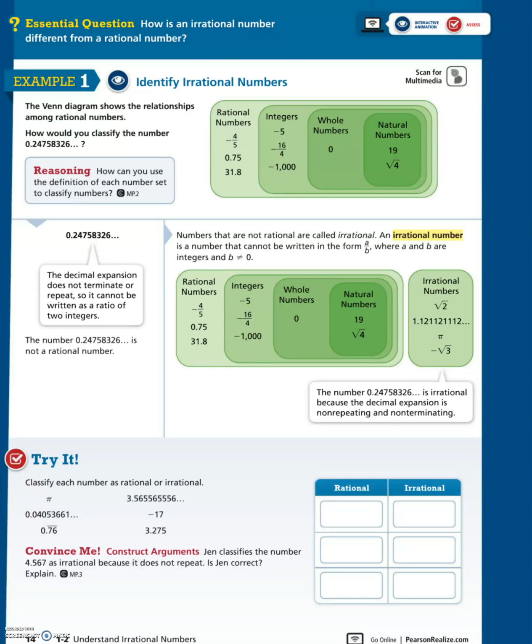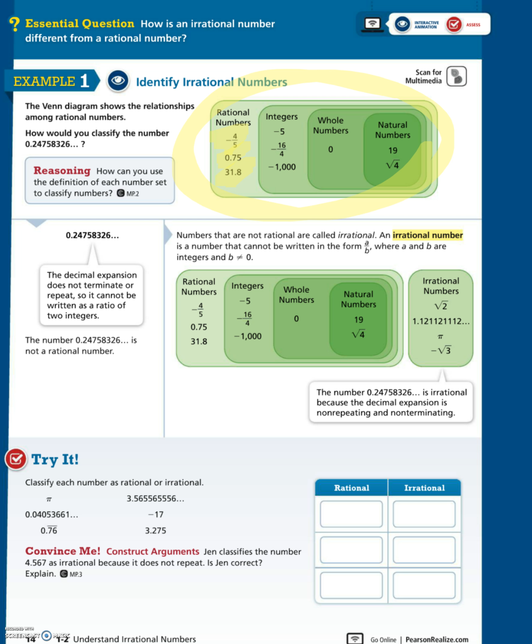Example number 1, identify irrational numbers. The Venn diagram shows the relationships among rational numbers. How would you classify the number 0.24758326? So as you can see over here, we have different groupings of numbers. The biggest grouping is of rational numbers, and they're numbers like -4/5, 0.75, 31.8. Then it moves into integers, whole numbers, and natural numbers.